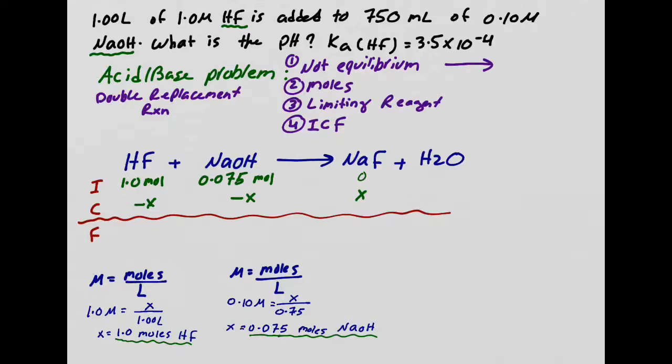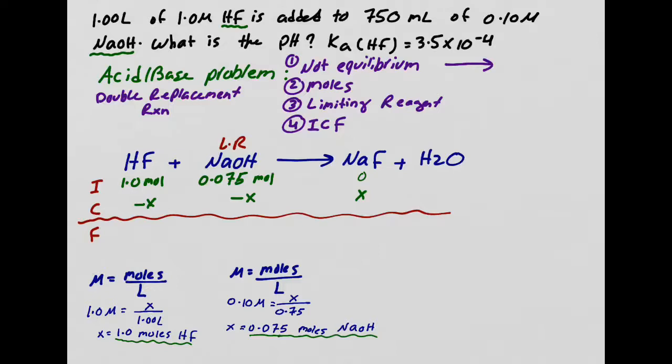What is my limiting reagent? Tell me. You probably know it. My limiting reagent is going to be sodium hydroxide, because I'm going to run out of that. So I can go one more, and then I have a lot of hydrofluoric acid, but I don't have sodium hydroxide. Okay, so that's my limiting reagent. That's the one I'm going to run out of.